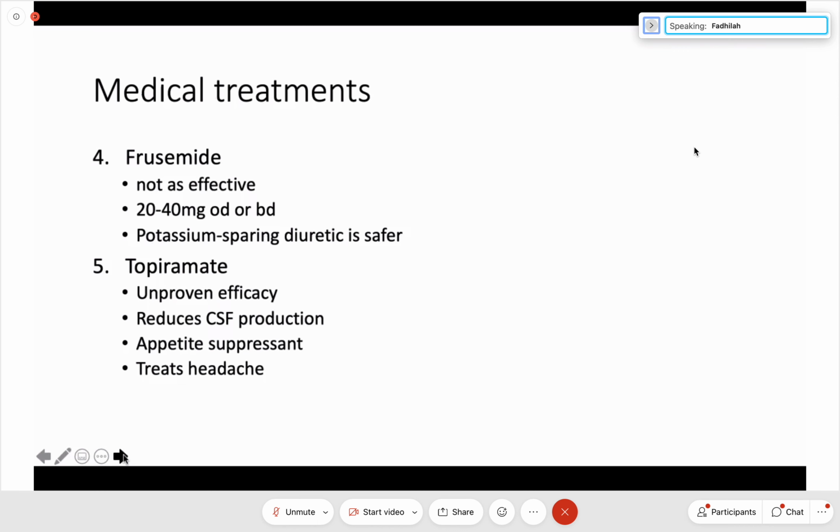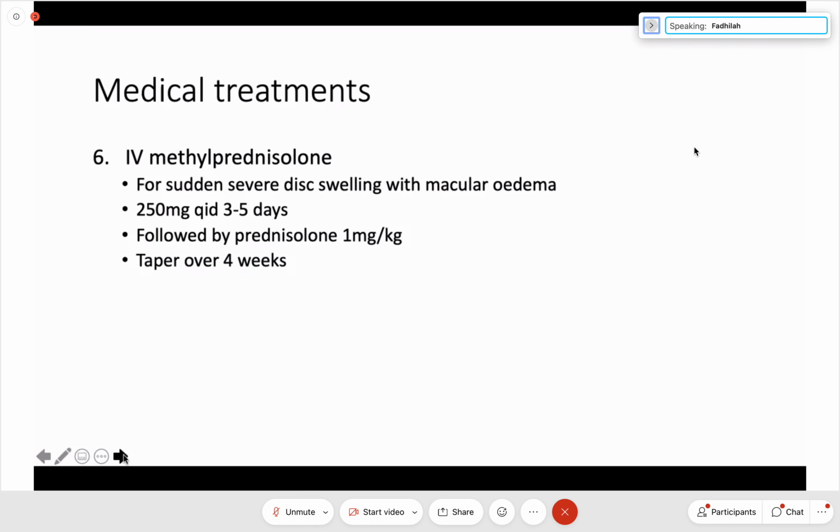So furosemide can be started at the dose of 20 to 40 milligram daily or BD. But of course, if you have an option of potassium sparing diuretic, that would be safer. Now, topiramate, I don't use it here in Malaysia because it has unproven efficacy. It can reduce the CSF production as well, but it can also reduce the appetite and treats headache at the same time.